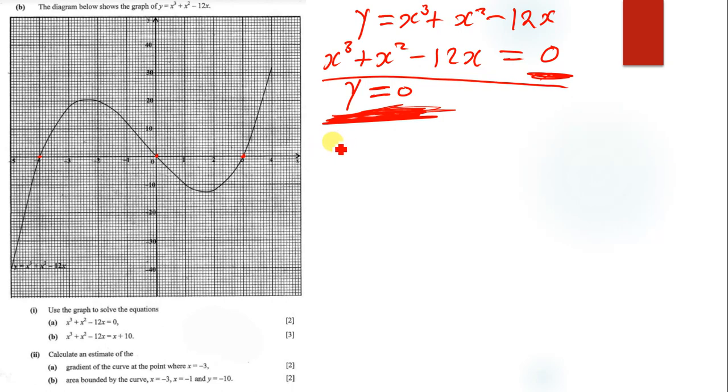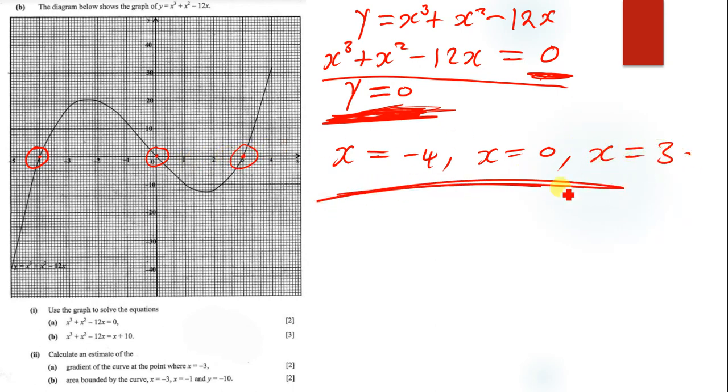So the solutions are therefore, the first solution is x is equal to, at this point we have seen there is -4. So the first value of x is -4. The second value of x is 0. So we have x is equal to 0. And the third value of x is 3. We have 1, 2, 3. So we have x is equal to 3. So these are the solutions for the first equation. Let's quickly move to the next equation.